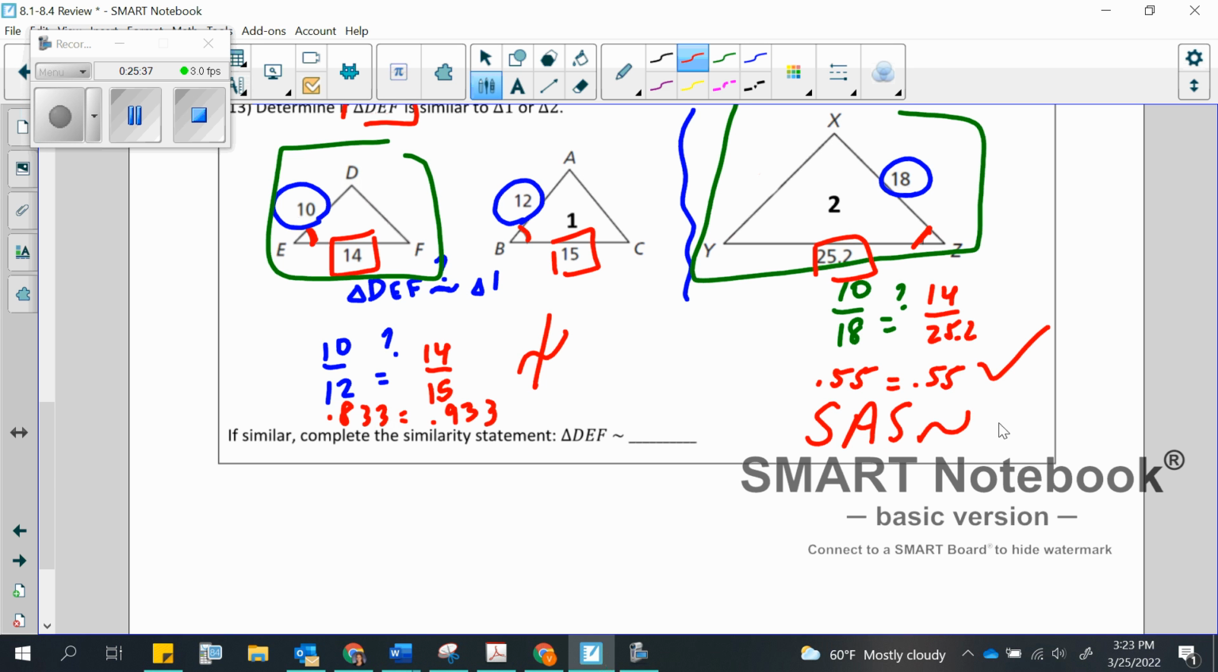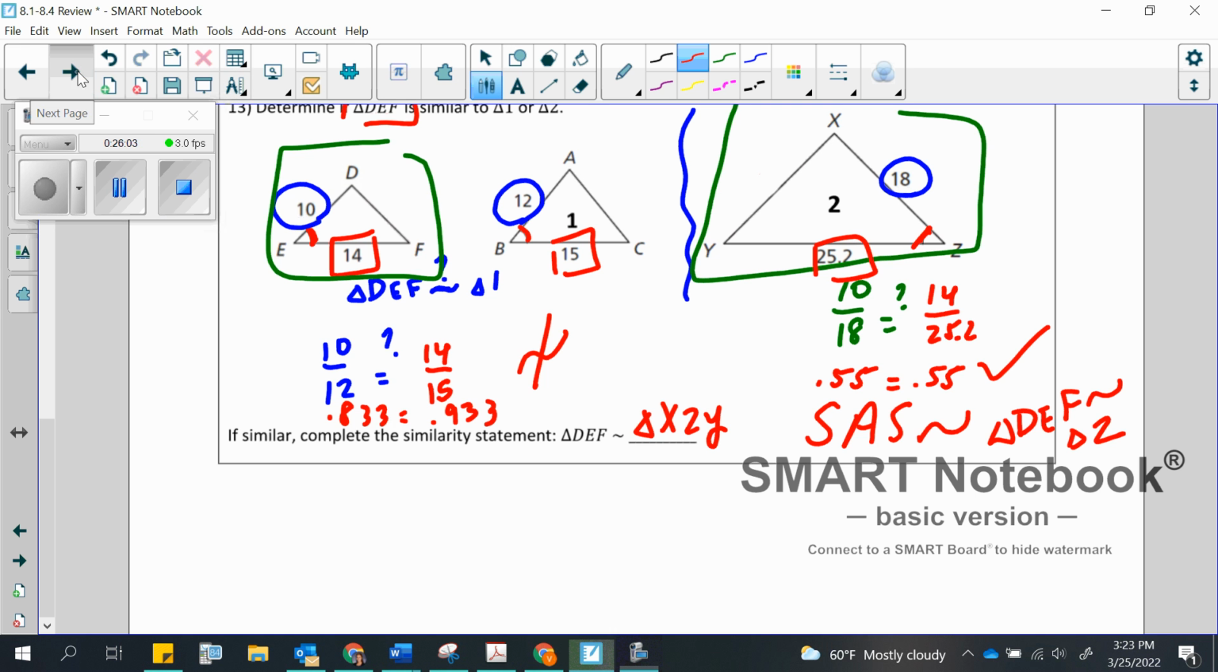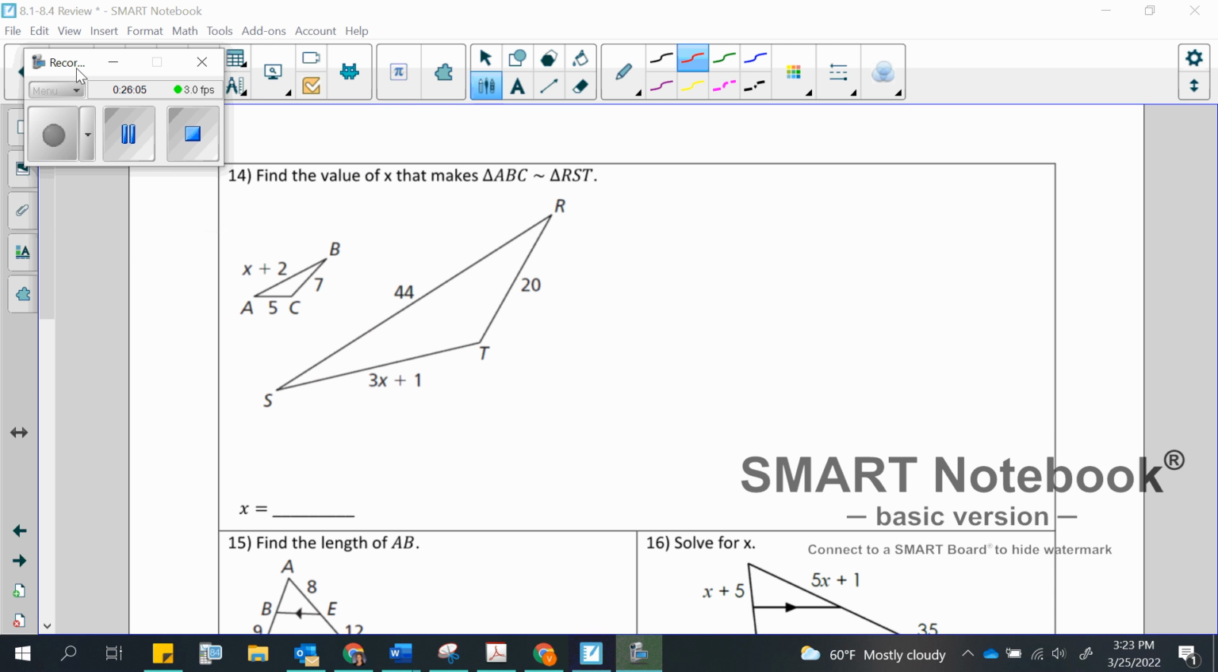So that means triangle DEF is similar to triangle 2. In this case, I'm going to use the letters. So what is triangle number 2? Make sure you match up the proportional sides, but it will be triangle X, Z, Y. So the ones that I have circled in green are similar. Triangle 1 is not similar to either one of them. Okay, and you can freeze this many times if you need to and go through it if you have any questions. And on to the last page.